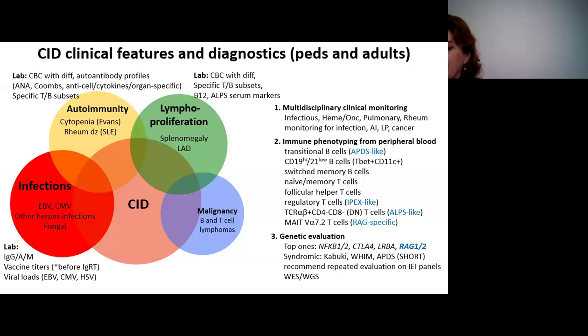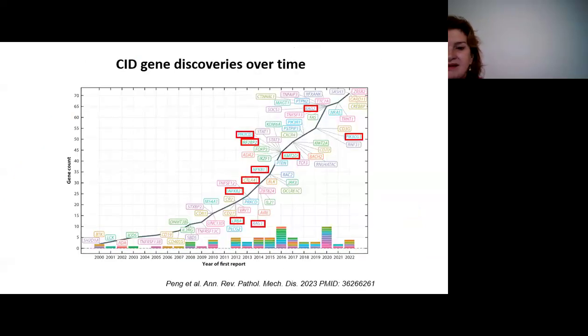I also recommend that genetic testing is repeatedly evaluated because, as you know, and I'm going to show it, there's an exponential increase of monogenic disorders in CVID. So this is actually one of the nice figures that Xiao Peng has published in 2023. And last night we were discussing a patient who actually was sequenced in 2005. And I don't know if you can see my cursor.